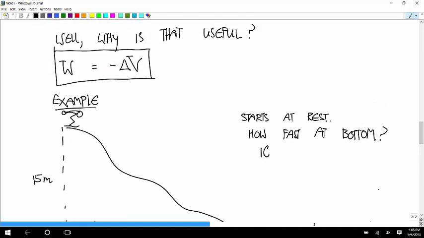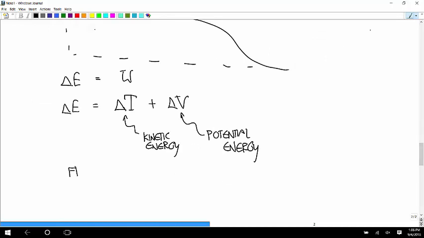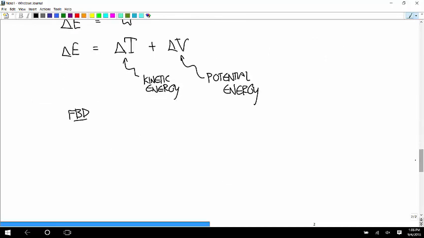Okay, we're going to ignore friction. Okay, so let's think about what this skier, so here's a representative moment during this run. We're ignoring friction, so no air resistance either.